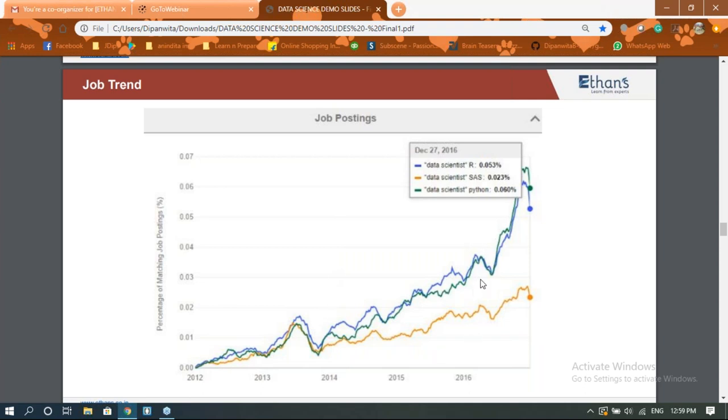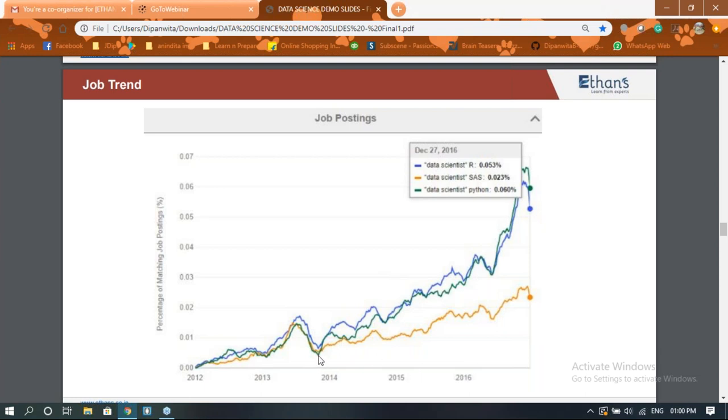But this kind of graph looks more appealing because it gives us a lot of information. It tells me how much percentage of job postings there were out of all the jobs posted over the internet, how many job postings for data scientists there were for SAS, for R and Python, and we see very minute details of where and in which part things have changed. So that is where the idea of data science comes in when you're trying to create a dashboard. This can be a part of a dashboard, right? That is how it works.